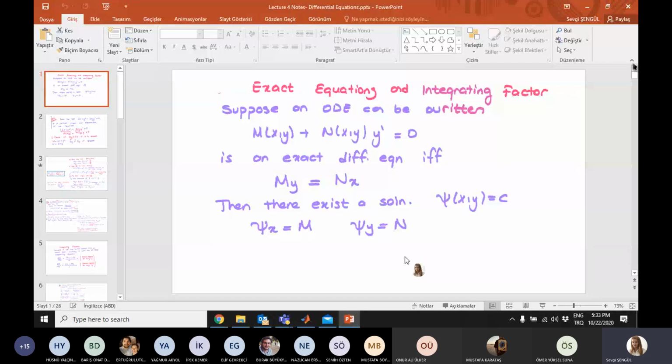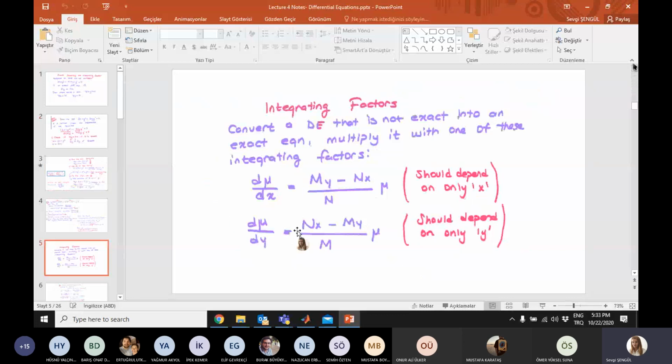Okay? It's a puzzle. You need to solve it step by step. If that does not work, you have another choice, which is the integrating factor. You will be checking this term. This term should depend on only x if you want this to work. Okay, and if it is not working, check that one. This should depend on only y. Okay, one should work.